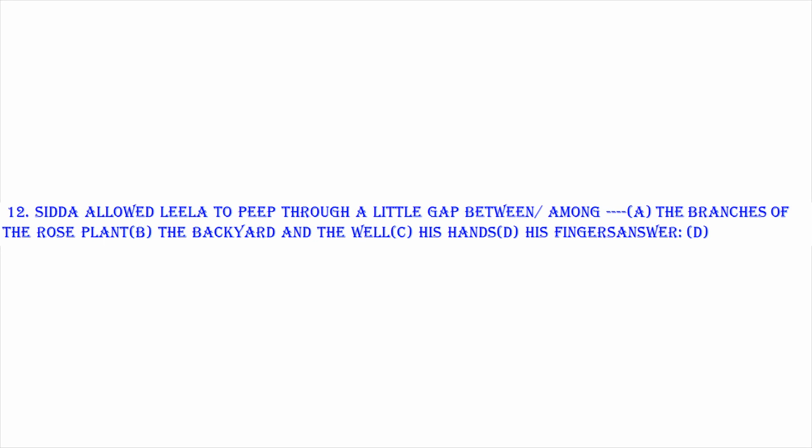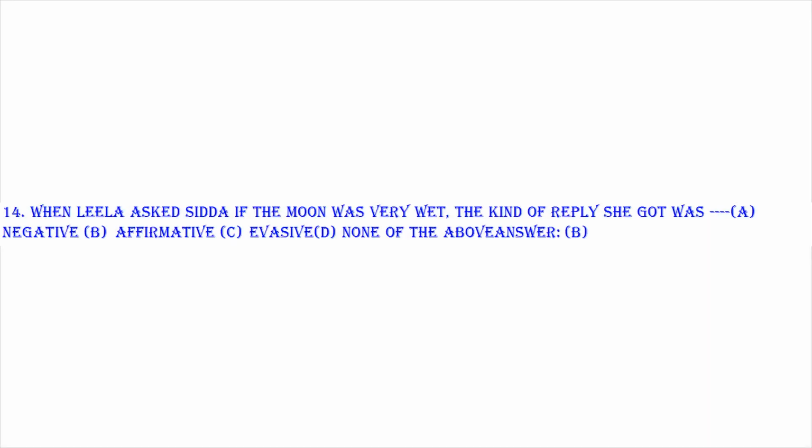Answer, D. 13. Leela thought that the moon was, A, very wet, B, very hot, C, very cold, D, none of the above. Answer, A. 14. When Leela asked Siddha if the moon was very wet, the kind of reply she got was, A, negative, B, affirmative, C, evasive, D, none of the above.